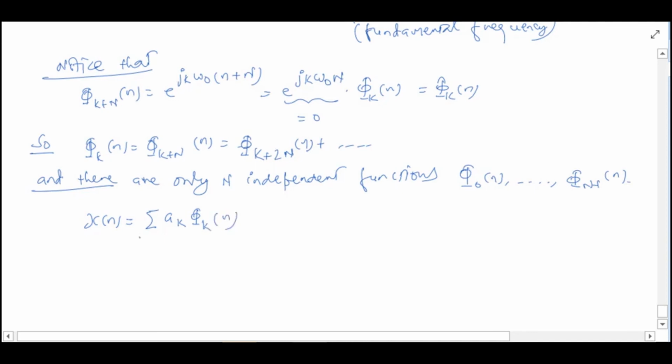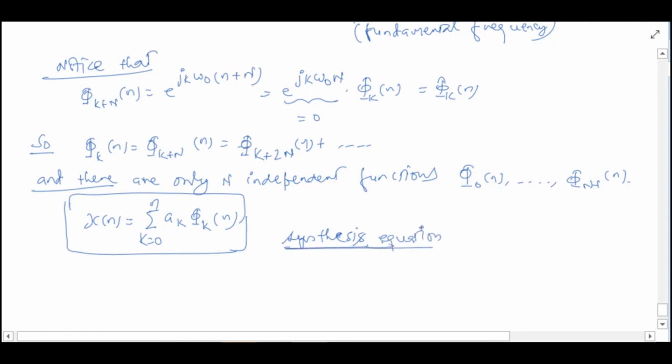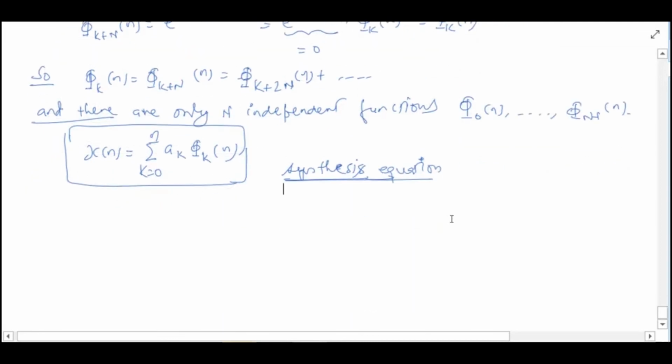More precisely, I can write x[n] as this. As in the continuous time case, this equation is called the synthesis equation. Let's see an example.